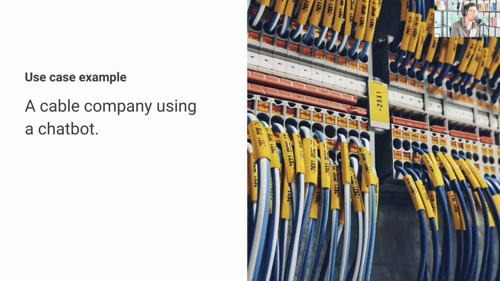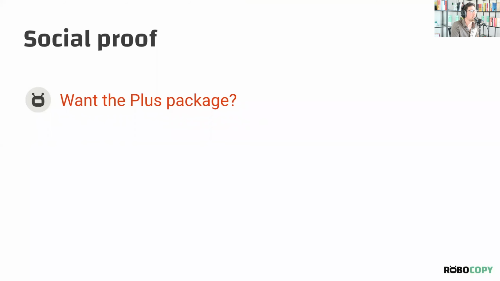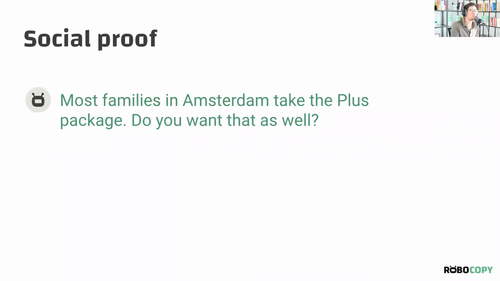So we've got a cable company using a chatbot. Want the plus package? I don't know, right? But by saying most families in Amsterdam take the plus package, do you want that as well? This is going to increase the conversion rate of this single prompt, right? Here he says it. Yeah, I want it. Wonderful. So that's how you can use social proof in conversation design.